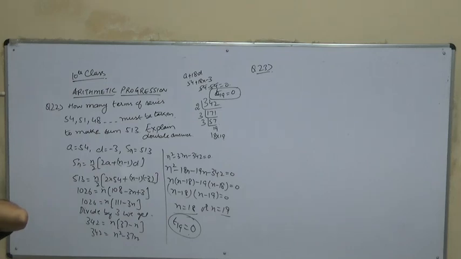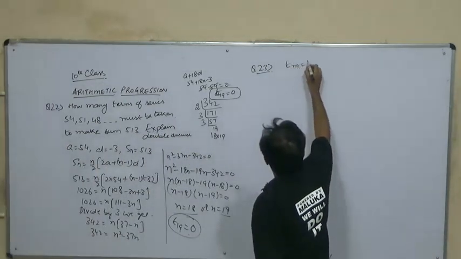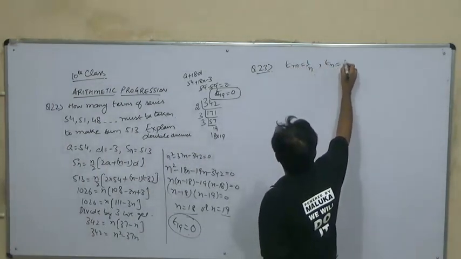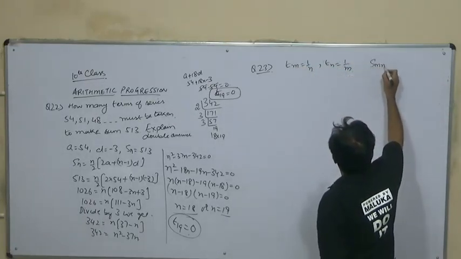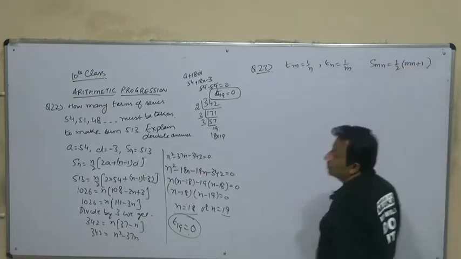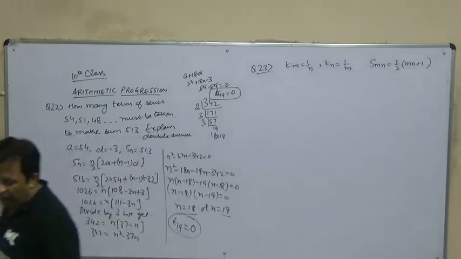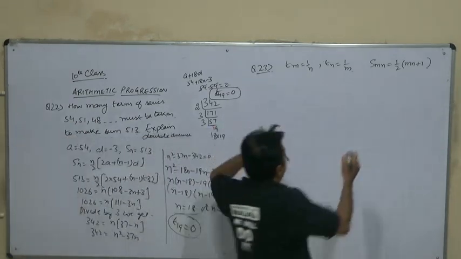Okay, so the mth term is given as Tm is 1 by n, Tn is 1 by m, and what you want to find is Smn, which is equal to half mn plus 1. So this you want to find. Sum of mn terms is equal to half mn plus 1. So this is given, this we have to prove.